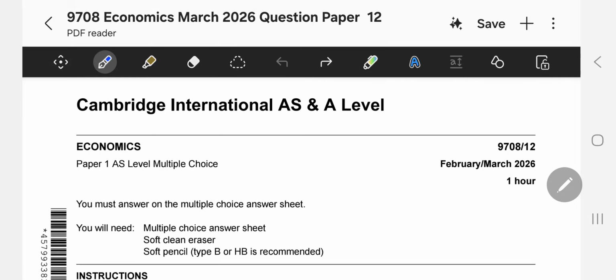What we want to do today is attempt the February-March 2026 9708 Paper 1, the multiple choice paper that was done in February. The mark scheme has not been released yet, so I'm just going to think about what the examiner was looking for in this paper. And this is the multiple choice paper. I'm just going to go to question 1 straight away.